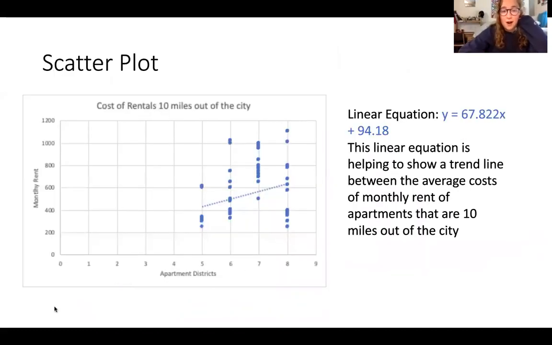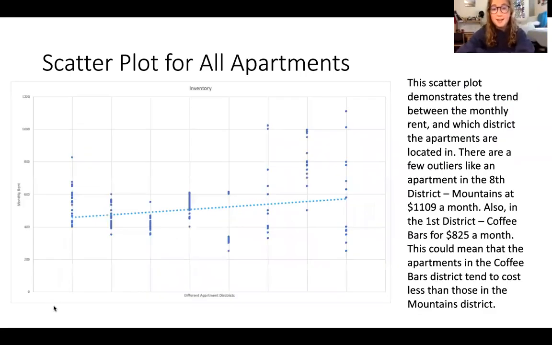Scatter plots are also really helpful. This one is showing a trend line between the average costs of monthly rent of apartments that are 10 miles outside of the city. And then this scatter plot demonstrates the trend between monthly rent and which districts the apartments are located in.